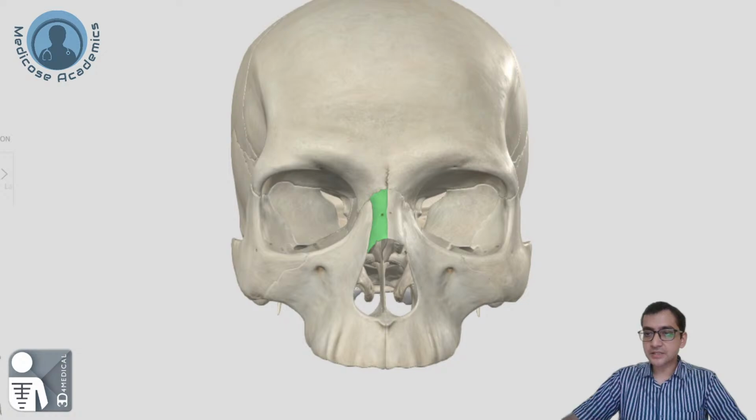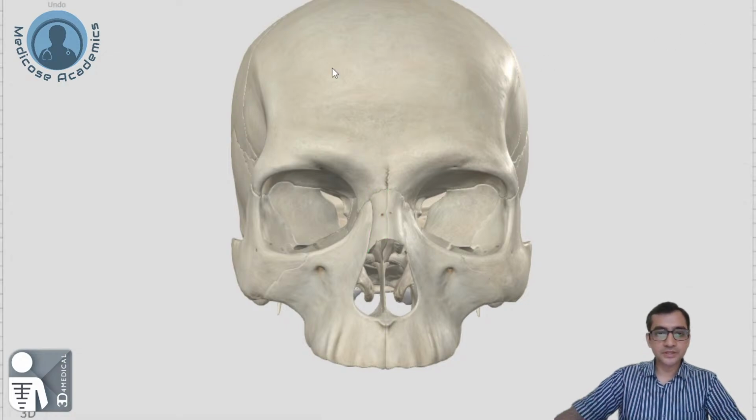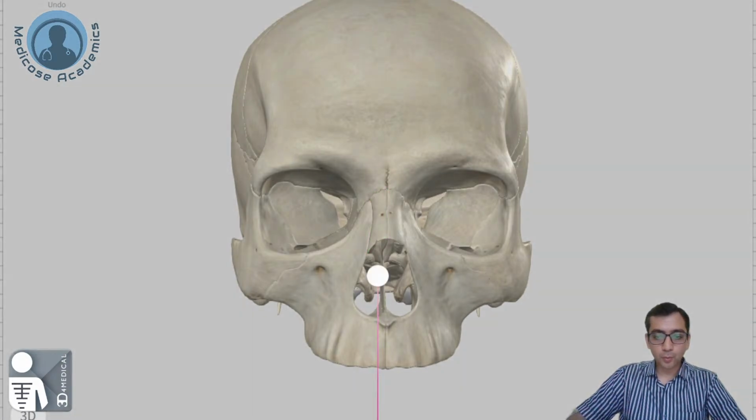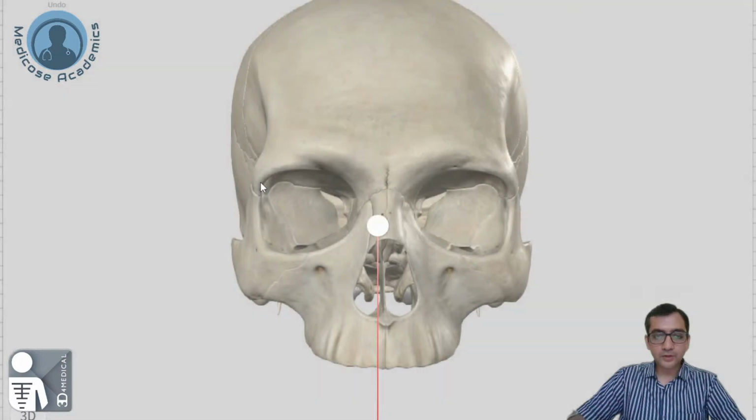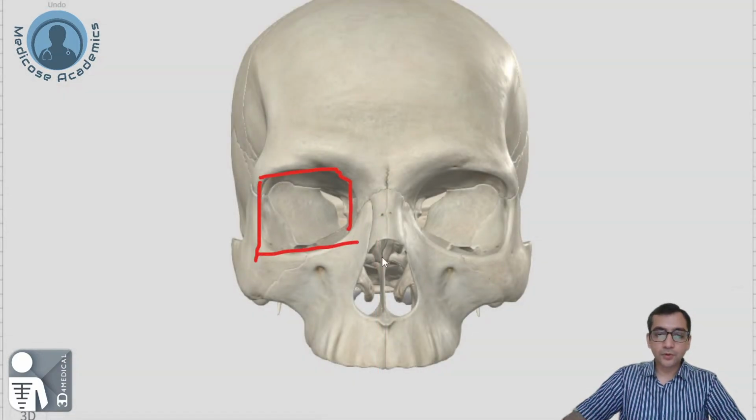You will see the apertures here. There are two apertures visible. One is this one, the orbit. The other is this one, the nasal aperture. We will look at these also.